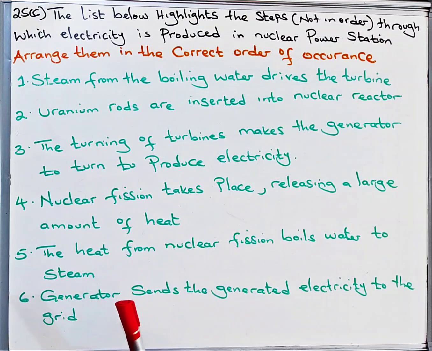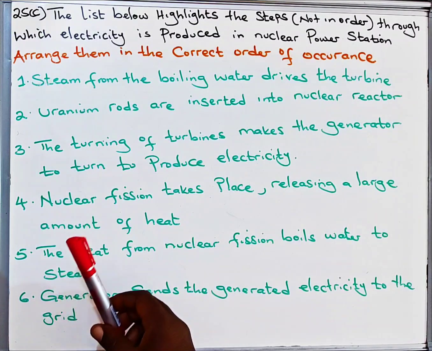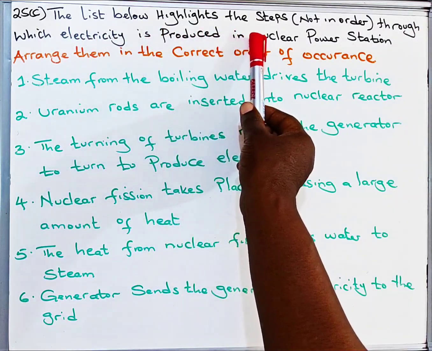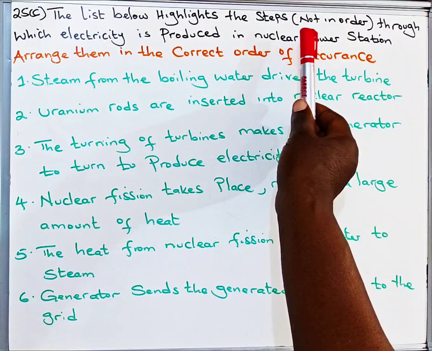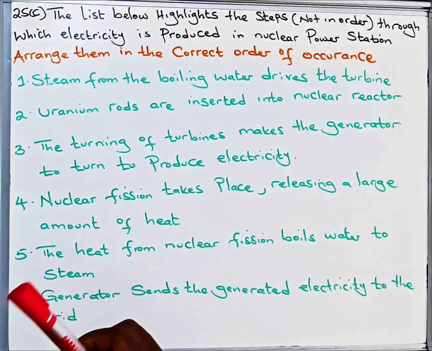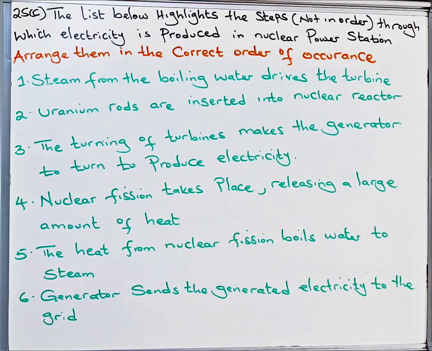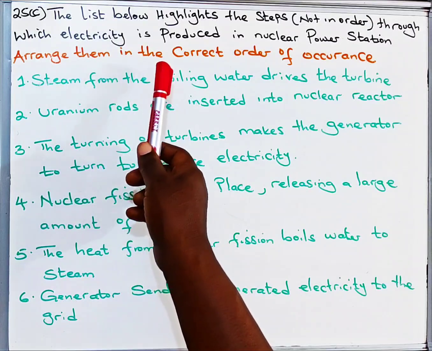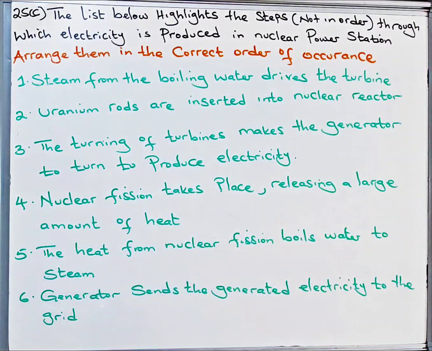Then we come to this question. It says that the list below highlights the steps, not in order, through which electricity is produced in a nuclear power station. So these are the steps through which electricity is produced in the nuclear power station. And they say arrange them in the correct order of occurrence. So which one comes first? Let us look at them.